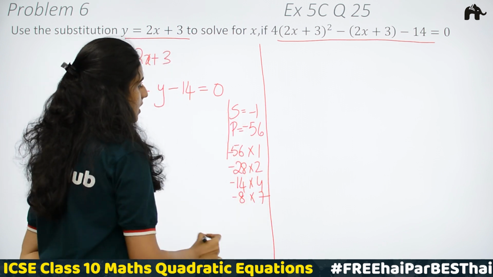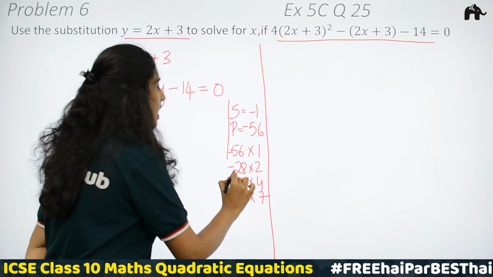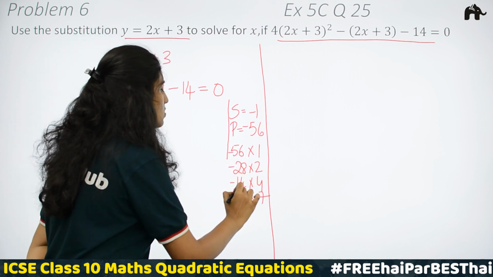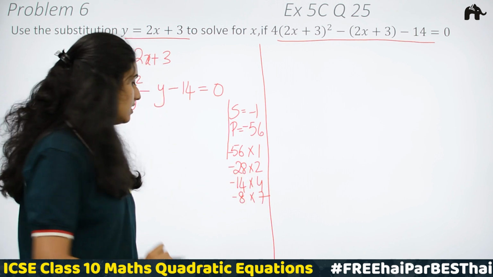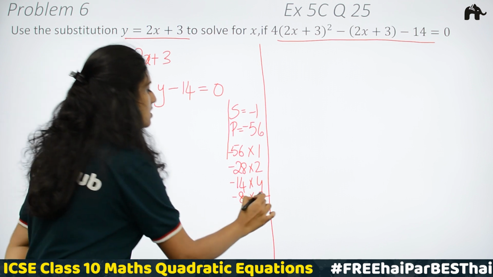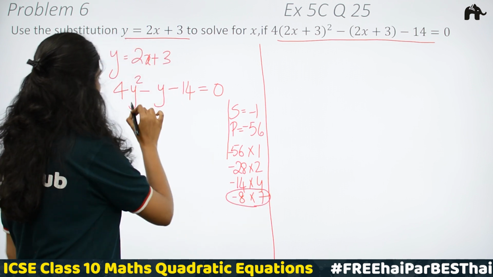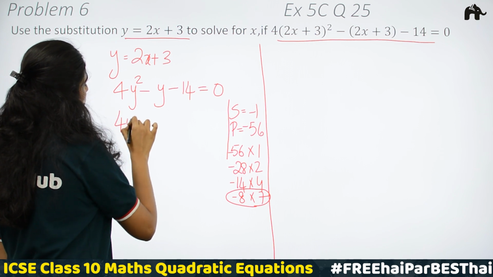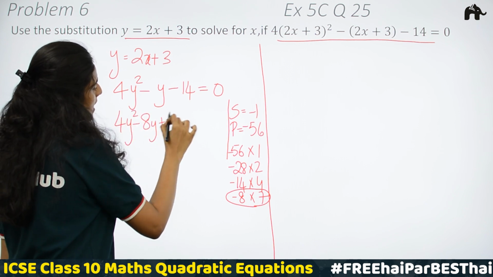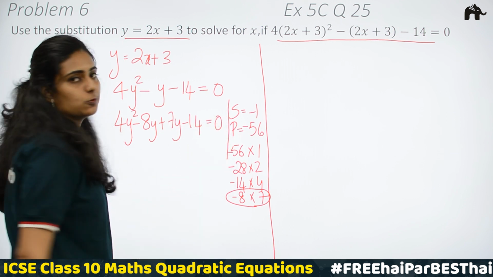Now check the sum. Minus 56 plus 1 is minus 55. Minus 28 plus 2 is minus 26. Minus 14 plus 4 is minus 10. Minus 8 plus 7, that is minus 1. So, this gives the required values. We can split the middle term now. 4y square minus 8y plus 7y minus 14 is equal to 0.